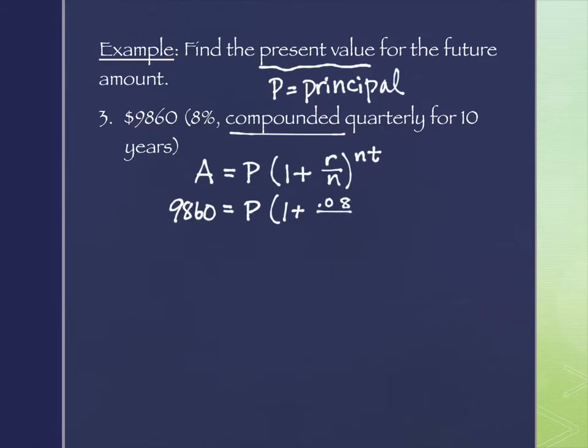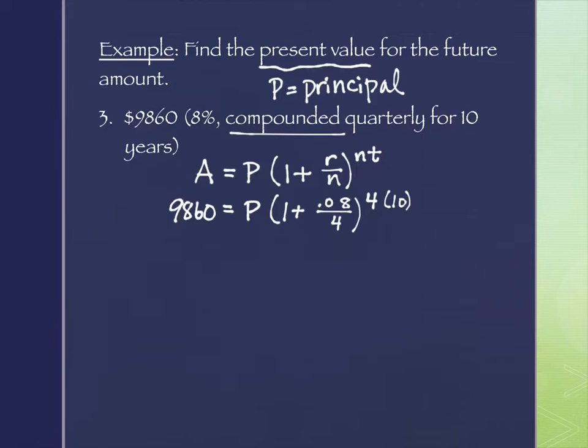N. 4. How come? Because it's quarterly. Compounded quarterly means 4 times a year, N is 4. I still have a 4 out here too then. And then what's my time? 10 years. Okay.